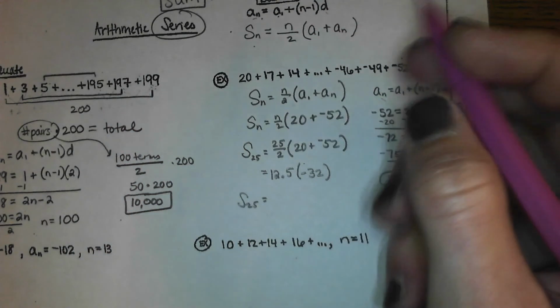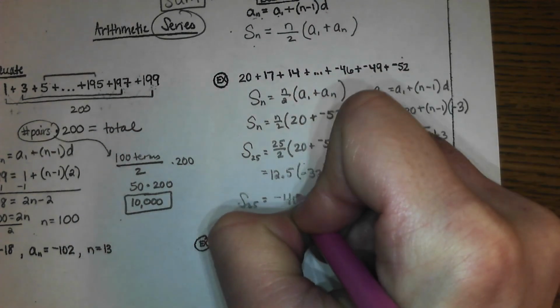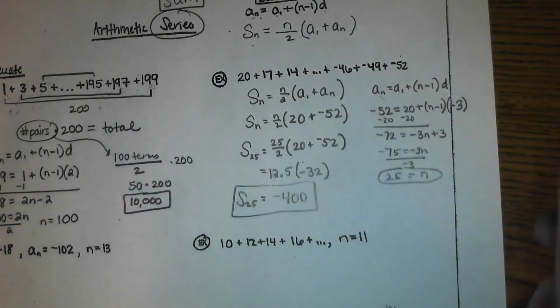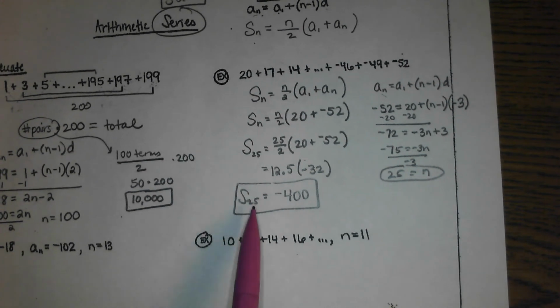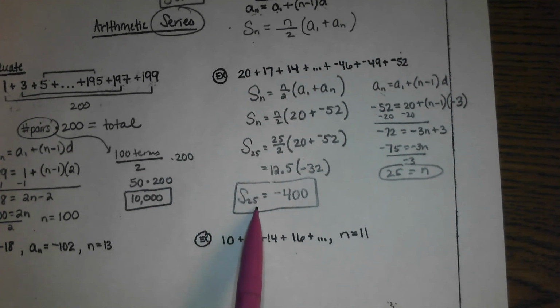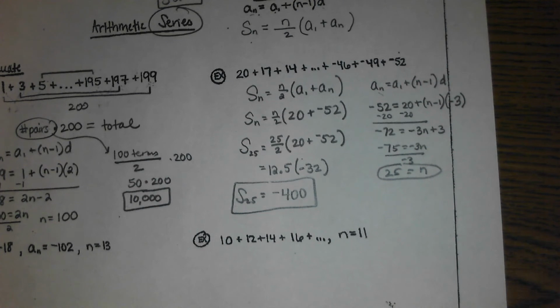What is it, Bella? Negative 400. So that notation means the sum of the series through the first 25 terms. So if you take all of these first 25 terms and add them together, negative 400.